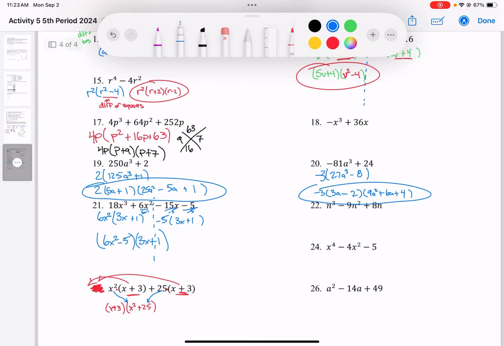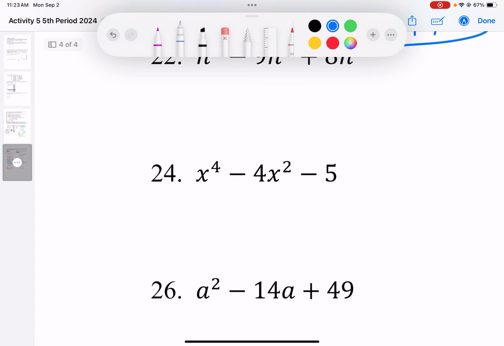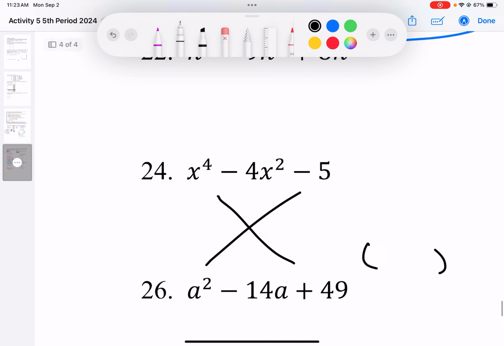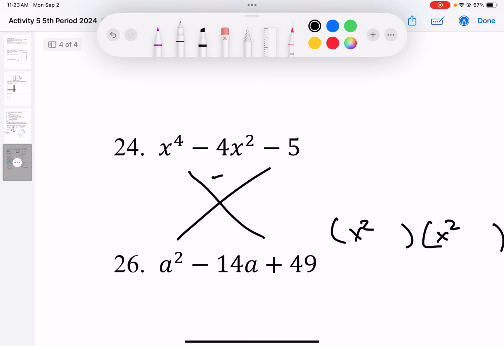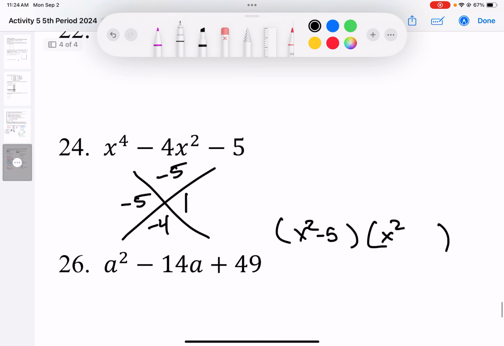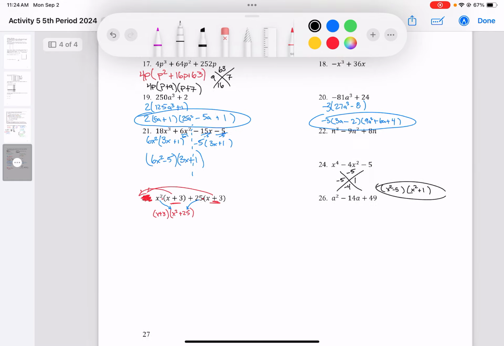Okay, let's do one more, because I think you'll see these come up. I've got an x to the 4th and x squared. And I'm just going to do the x method with this, and the only difference is in my answer. I'm going to have an x squared term here at the beginning. And that's it. Okay, so I got negative 5, negative 4, so that's going to give me a negative 5 and a positive 1. So x squared minus 5, x squared plus 1. And yeah, that's kind of the gist.